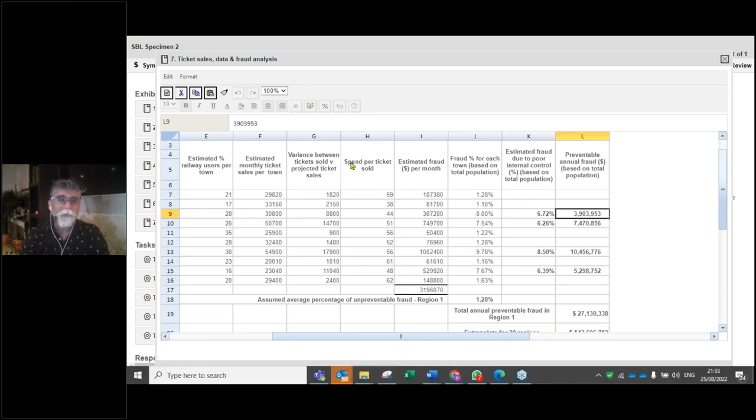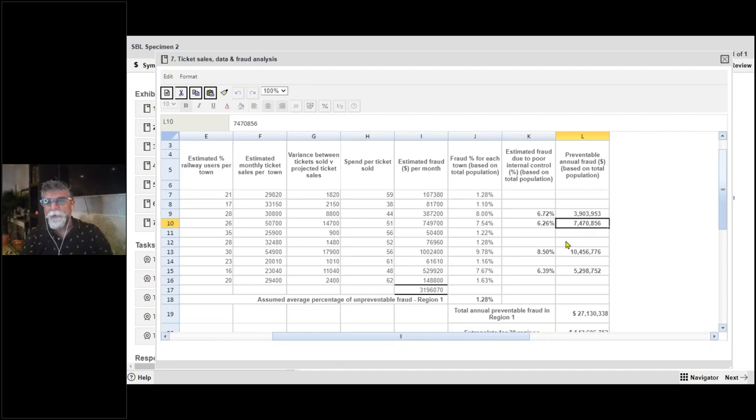Shit, that's such a big sum. And then $7 million, $7.5 million we are losing. And then here $10 million and then $5 million. So he's saying that the total annual preventable fraud is $27 million in one region. Shit, that's a huge amount. So we are losing revenue of $27 million from one region.